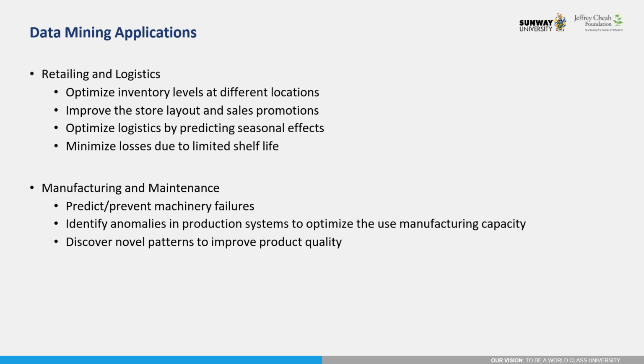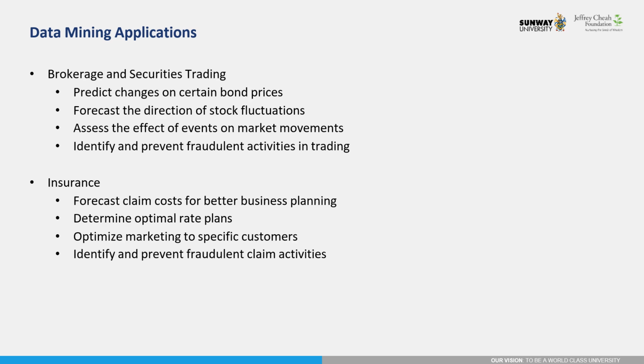So maintenance departments and supply chain departments are actually optimizing and providing the best way to reduce the cost, reduce the risk, and increase the profit. So this is how the manufacturing and maintenance departments are managing using data mining.